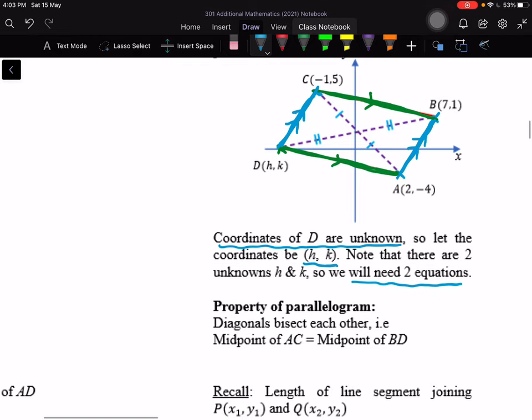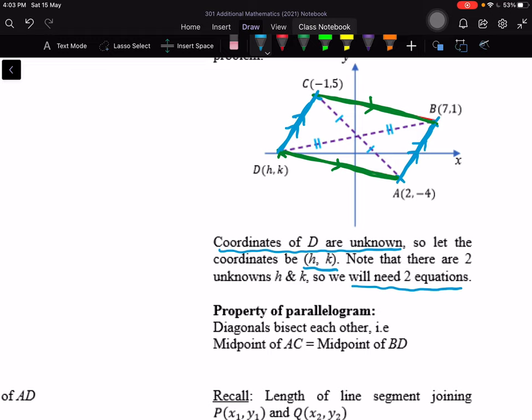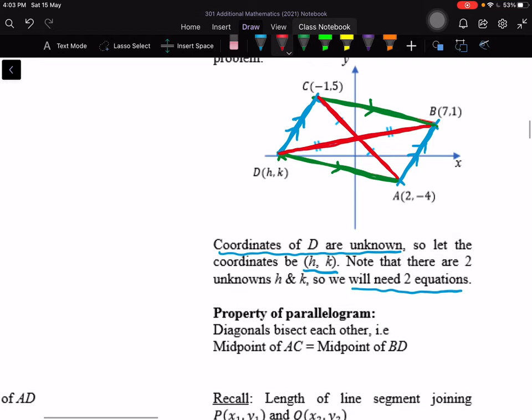What does it mean? What are diagonals? One diagonal, for example, is this AC. AC is a diagonal. A diagonal is the line that joins two opposite corners. Another diagonal is over here, BD. These are called diagonals. What does bisect mean? Bisect means that they intersect each other and cut each other into two equal parts.